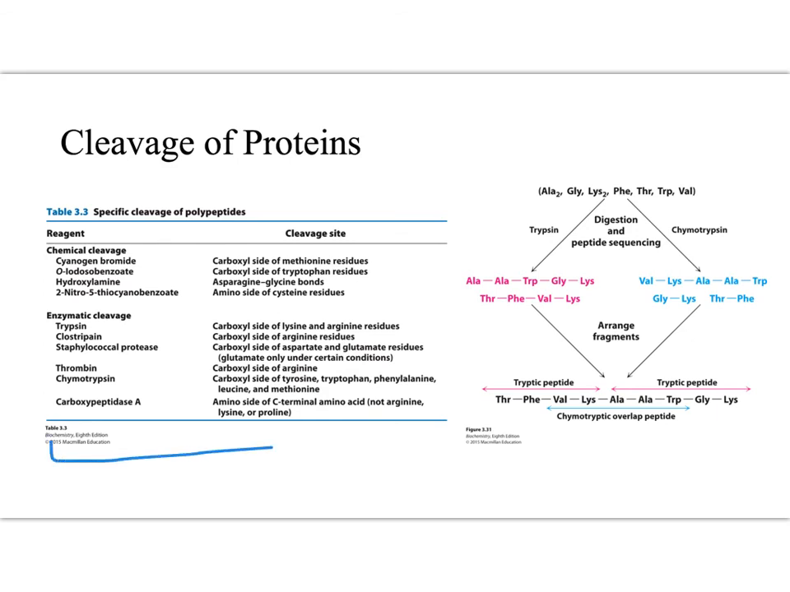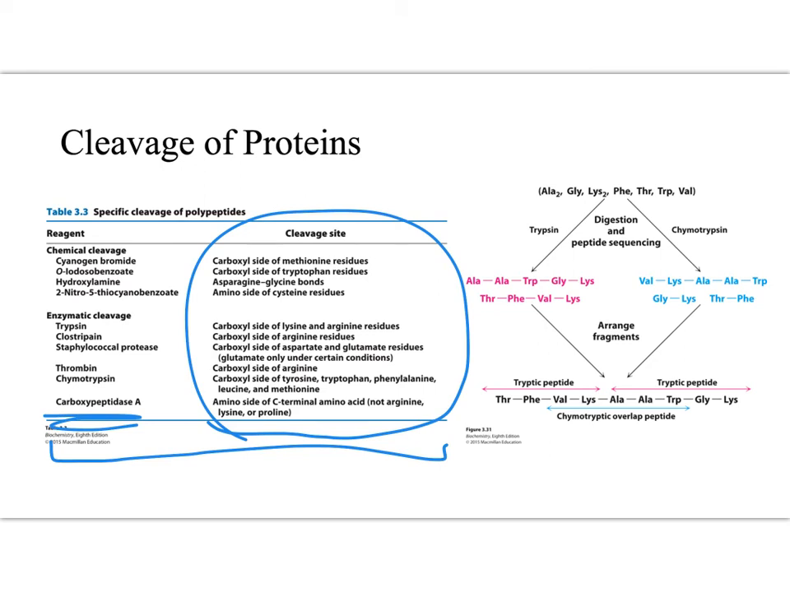This is a table of different reagents that we can use, and it tells us where those reagents are going to cut our protein. Using something like cyanogen bromide, it's going to find all of the methionine residues that are present, and it makes those cuts on the carboxyl side. Something like carboxypeptidase A looks for the amino side of the C-terminal amino acid, with the exception of a couple of these: lysine, proline, arginine. So you choose a different chemical reagent, and it cuts at different residues.